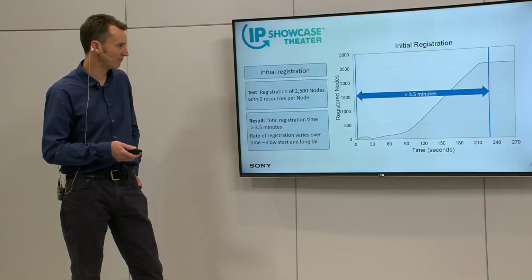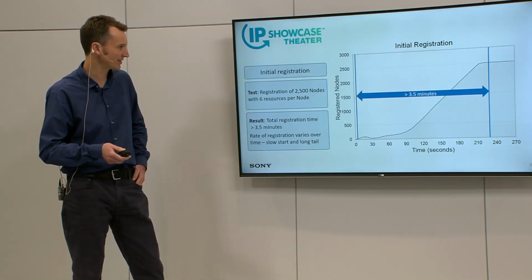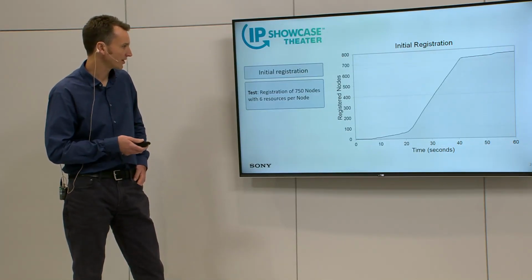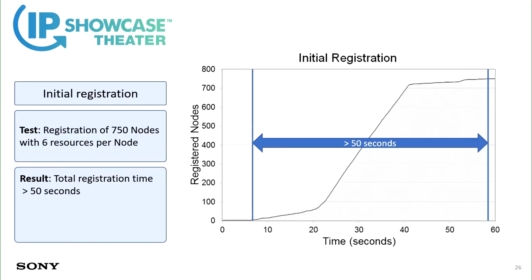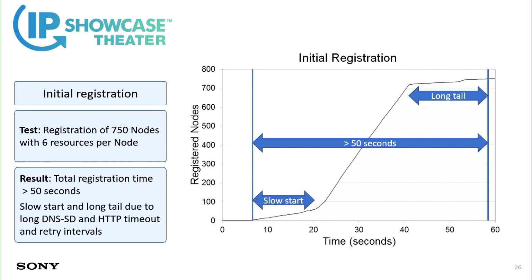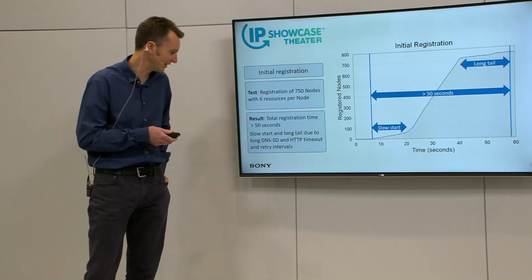So we looked at a smaller number of nodes, so we could repeat this experiment many times. And again, this time 750 nodes with 6 resources per node. And this time we found the registration time was just over 50 seconds. Again, we had our slow start and long tail, and we looked into it in a bit more detail and looked at ways that we could remove that kind of performance and improve it.